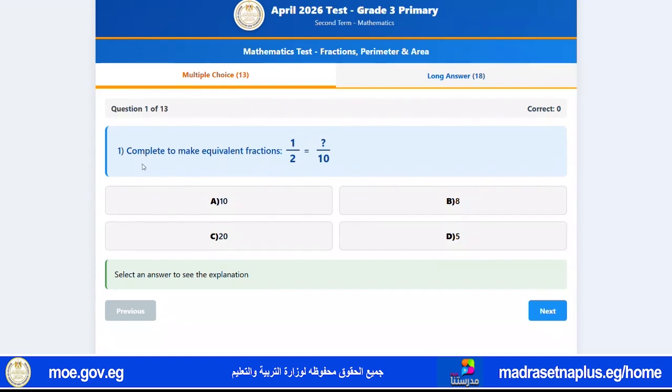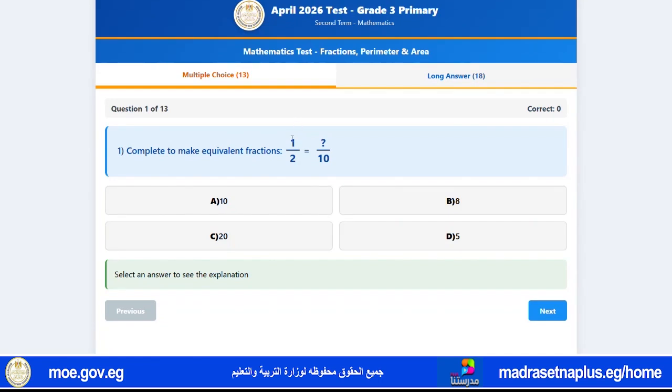First one, complete to make an equivalent fraction, or choose a suitable number to make an equivalent fraction. What is meant by equivalent? Same fraction, equal in value, but in different forms like 1/2, 2/4, 3/6, 4/8. How to get an equivalent fraction? By multiplication or by division.